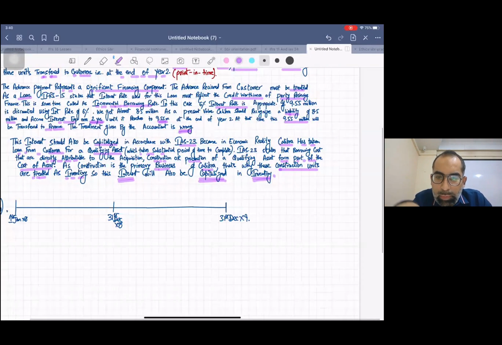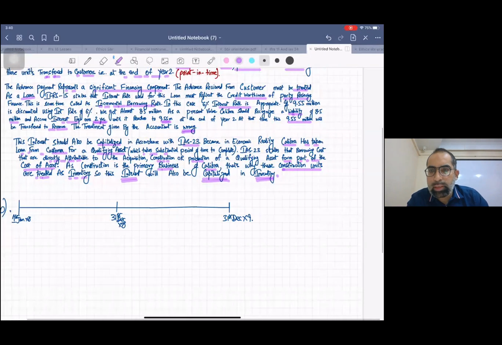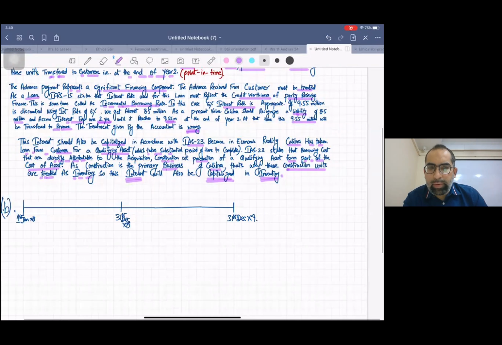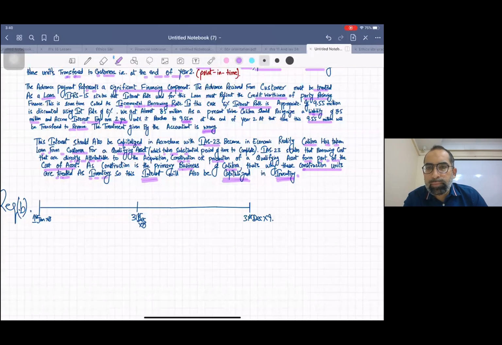One question: Sir, if the property is inventory, then how? Yes, inventory is also a qualifying asset. If you have studied IS 23, they have given the example of some inventories as well, like maturing goods like wine and cheese, which take a certain substantial period of time to complete. So if you have taken a loan for such inventories, then you can still capitalize it.